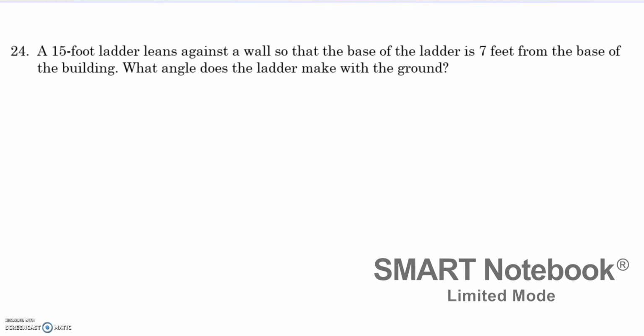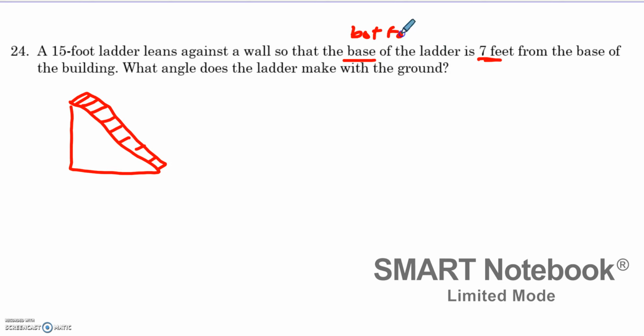Number 24, a 15-foot ladder leans against a wall. Okay, so we have a ladder, assuming diagonally here, leaning against a wall, so that the bottom of the ladder is 7 feet from the base of the building. So here is 7 feet.